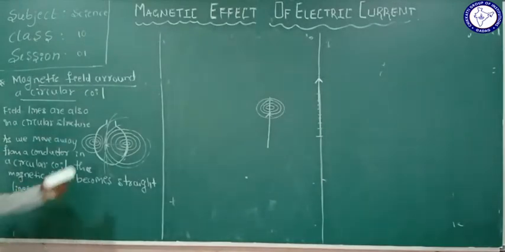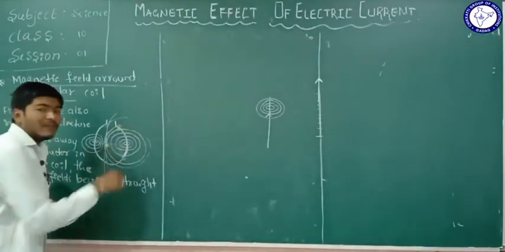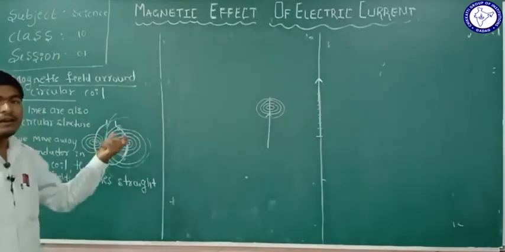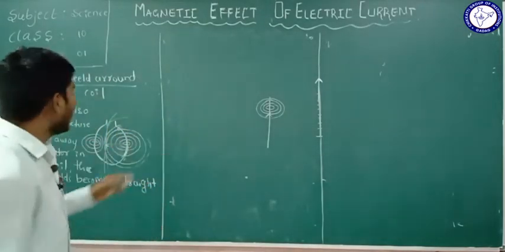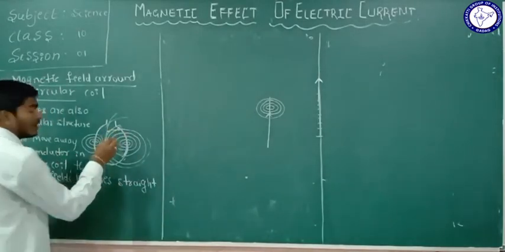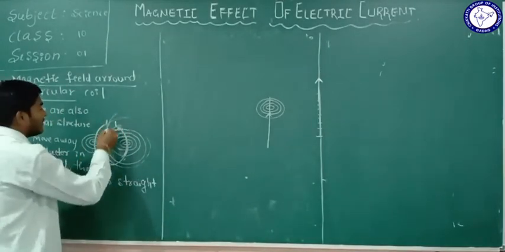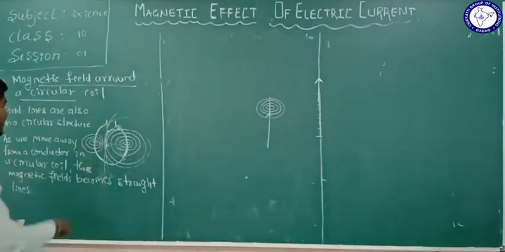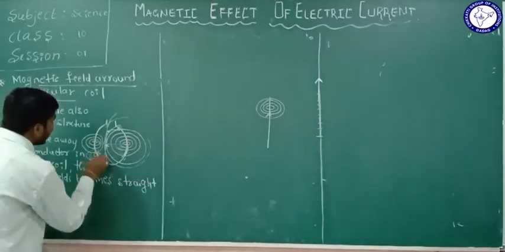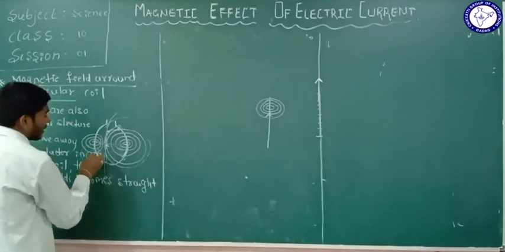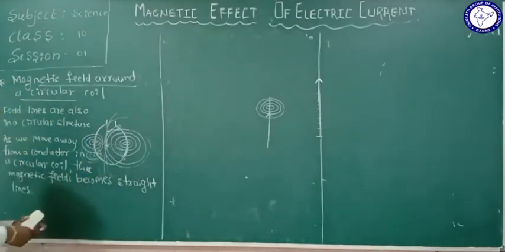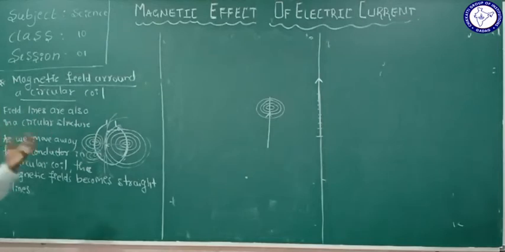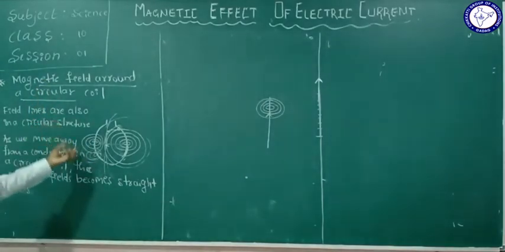What happens here? At every point of a current carrying conductor, there should be a magnetic field. As we move away from the conductor, these field lines become straighter, and they look like straight lines. At every point, as we move away from the conductor, the magnetic field lines become straighter. That is how the field lines behave in a current carrying conductor in the form of a coil.